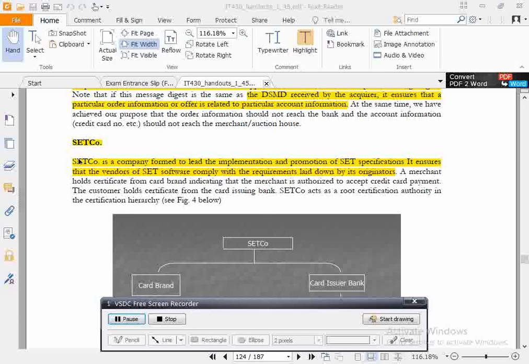SETCo is a company formed to lead the implementation and promotion of SET specifications. It ensures that the vendors of SET software comply with the requirements laid down by its originators.